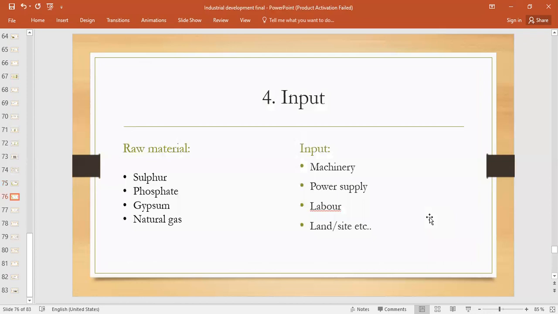Okay. Let's discuss the fertilizer industry as a system, where first let's discuss the input, right? Inputs like machinery, power supply, labor, land, site, market, etc. These all are the human inputs. And if we talk about the raw materials, sulfur, phosphate, gypsum, and natural gas, these are the raw materials being used in the fertilizer industry. Let's move on.